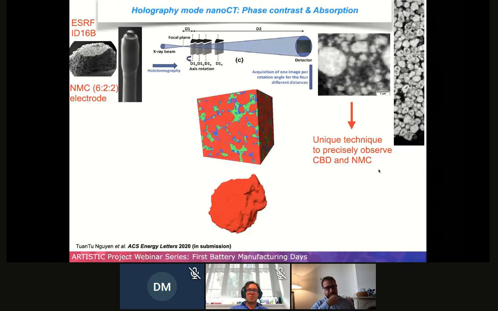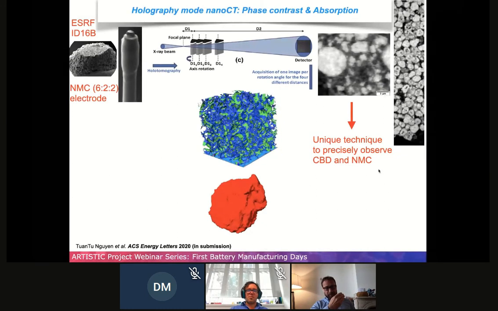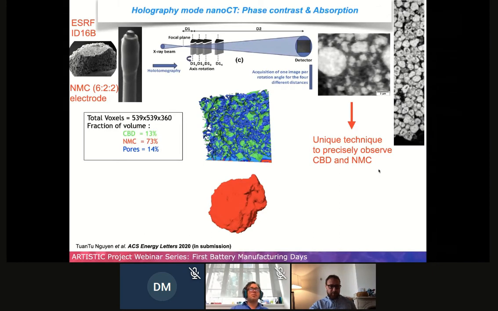We can see here a volume. So we just discard the CBD particles, and we can see here the NMC particles, and you can see here the CBD parts. And you can also make a quantification of the different phases.